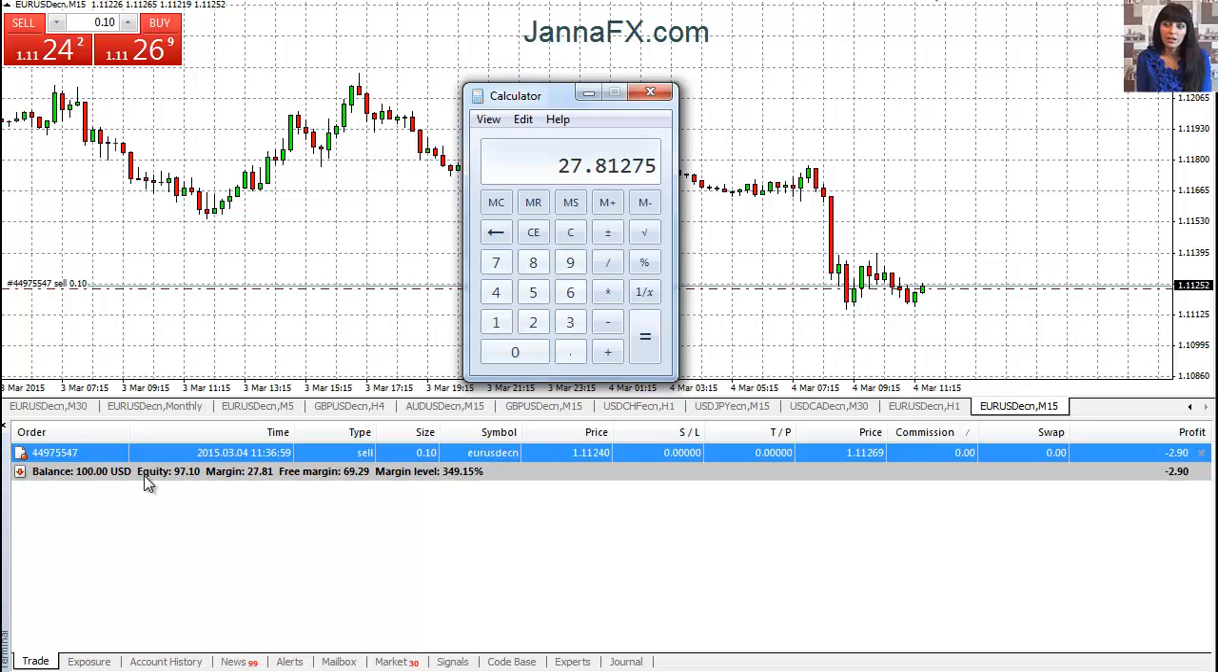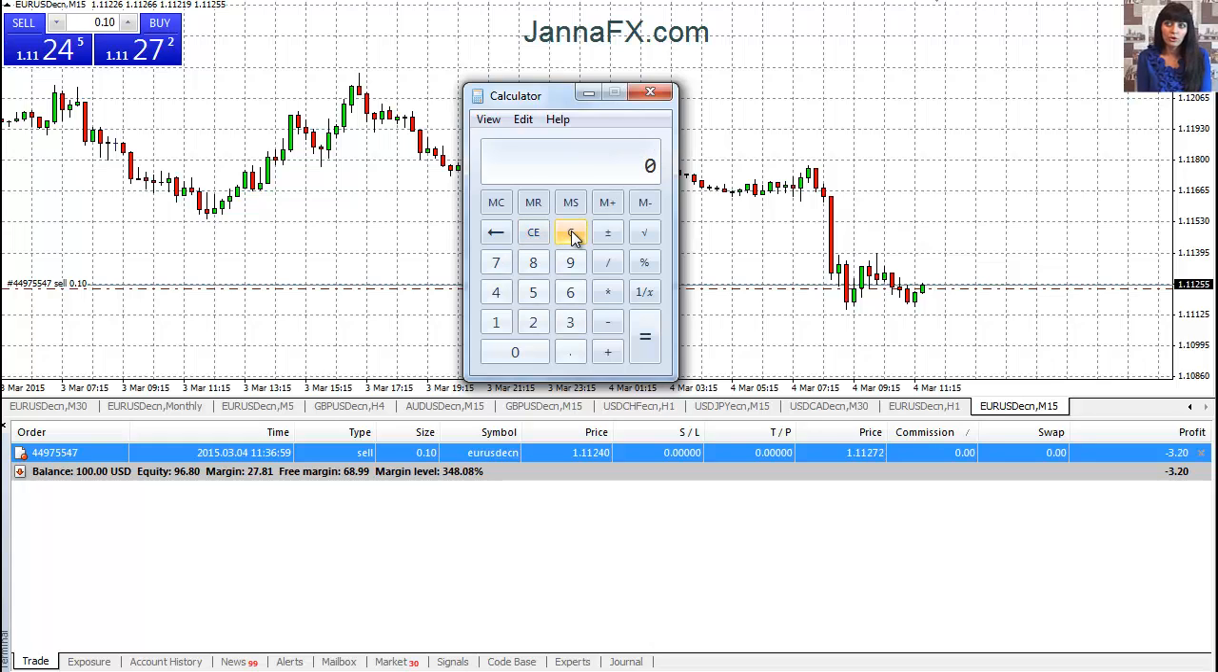So next one, as you can see, is equity, and equity is different to the balance, and it's changing all the time. So probably you can understand now that equity is the balance minus loss or plus the profit wherever we have an open position. So right now we have a loss, that means we have $100 minus, let's say it's 4.10 now, you can see it's $95.90. That's exactly what it shows, and it's changing all the time. Margin you already know is $27.81, and it's kind of our deposit to have that trade.